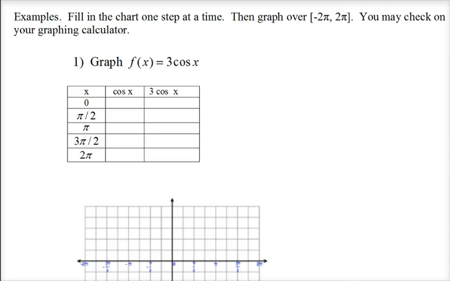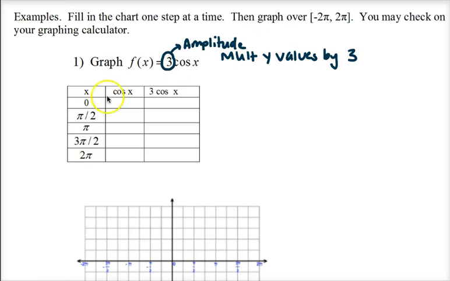So here's my first example. It says graph 3 cosine x. Because this 3 is out in front, I know this is my amplitude. So I'm going to multiply y values by 3. Remember my original cosine values? When we were dealing with 0 radians, cosine was 1. At pi over 2 radians, cosine is 0. At pi, cosine's negative 1. At 3 pi over 2, 0. And at 2 pi, 1.